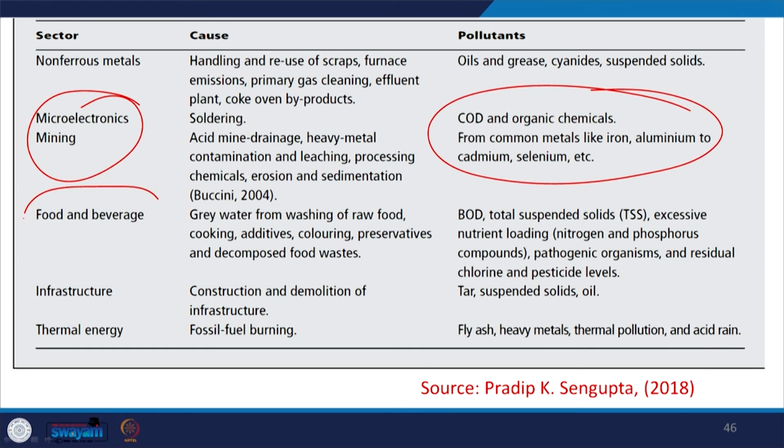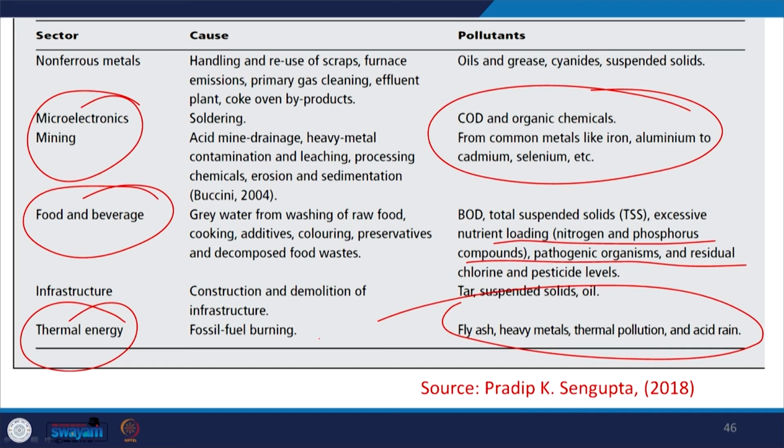Now, if we take the food and beverage industries, again it's an upcoming field with respect to chemical engineering. The causes are grey water from washing of raw food, cooking, additives, coloring, preservatives, decomposed food waste, etc. The pollutants are BOD, total suspended solids, excessive nutrient loading, nitrogen and phosphorus compounds, pathogenic organisms, residual chlorine and pesticide levels. Sometimes thermal energy is again the contributing sector, basically attributed to fossil fuel burning, and they may impart fly ash, heavy metals, thermal pollution and acid rains.